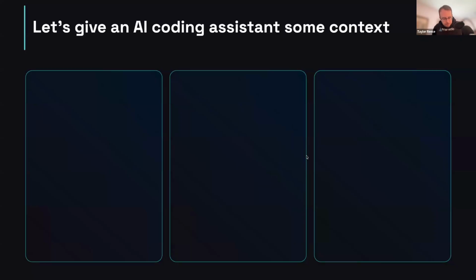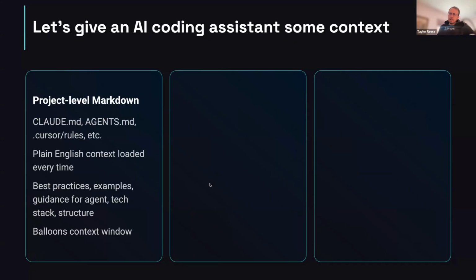Early on, I'd say in the front half of 2025, it really seemed like Cursor was going to be the pony to bet on. And so it set some standards, and one of those standards was having some project level markdown. It came in a lot of forms. Claude allows you to have a claude.md file at your project root. More generically, a lot of agents will read an agents.md file. And these are plain English context that's loaded every single time your coding assistant runs.